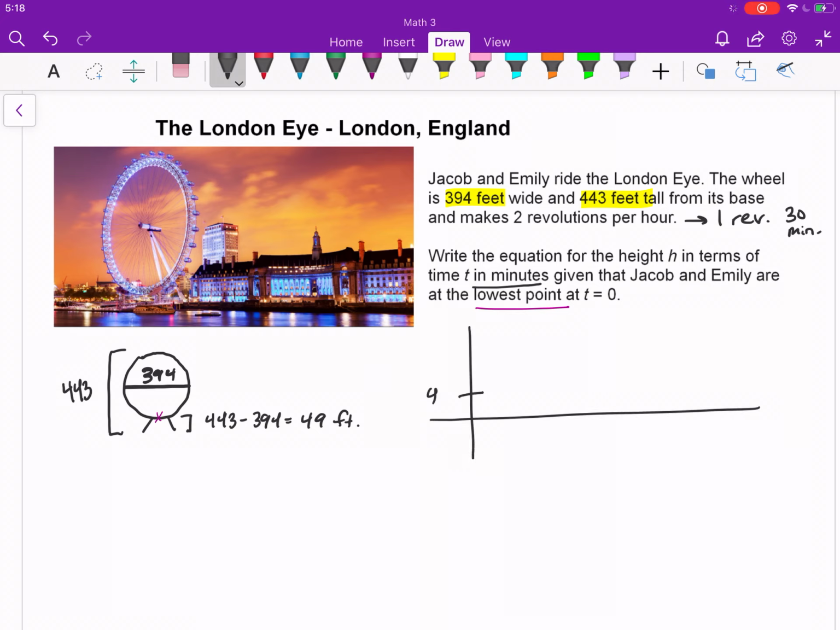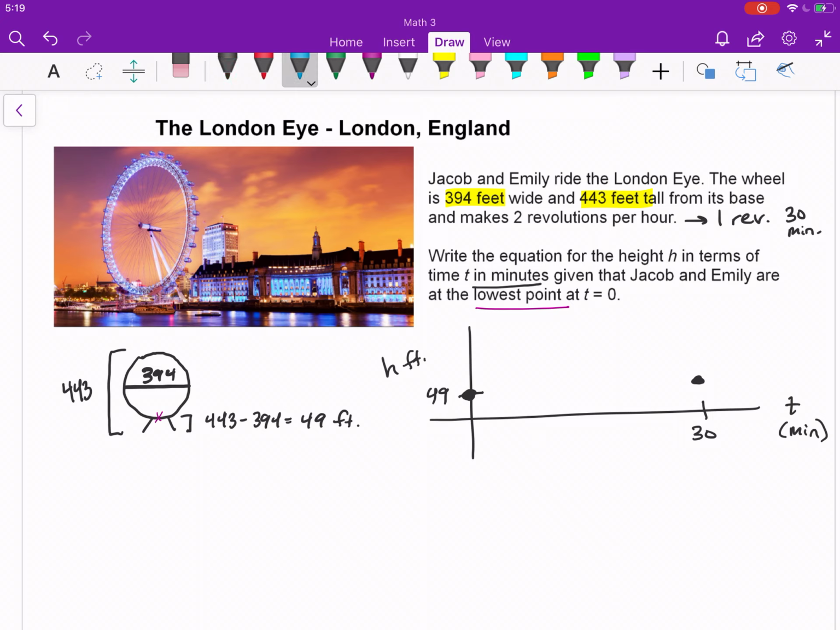So at time 0, we're going to be 49 feet. So this is going to be our height in feet. And then the x-axis will be our t, time in minutes. So we're going to be right here, 49 feet. And 30 minutes later, by the way, no joke, this is for real. Look it up on Google. It takes 30 minutes. Google knows everything. So 30 minutes later, you are 49 feet above the ground because you've finished your whole ride.